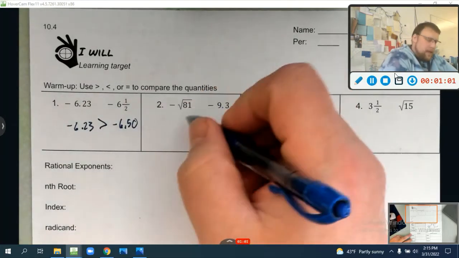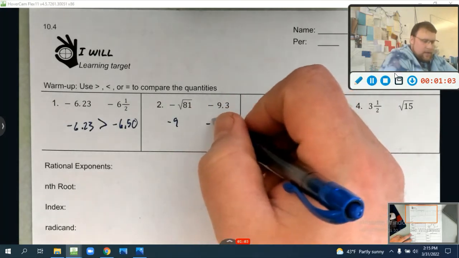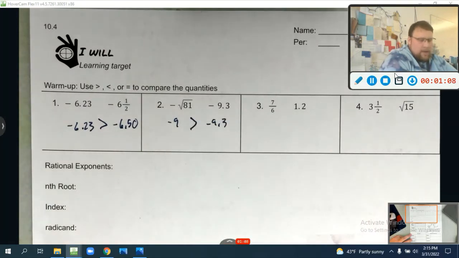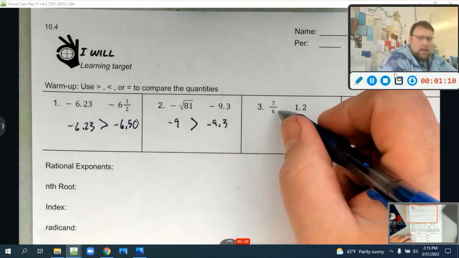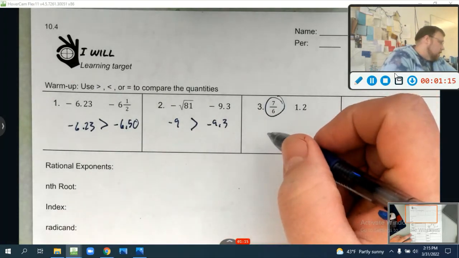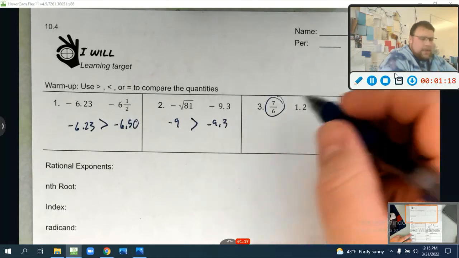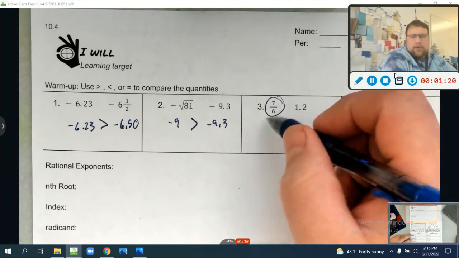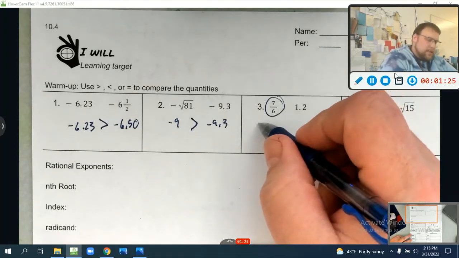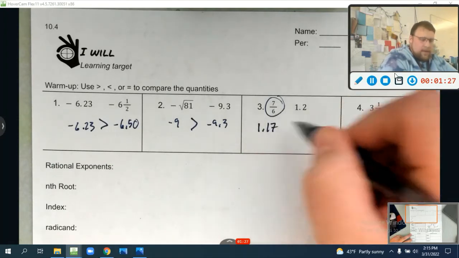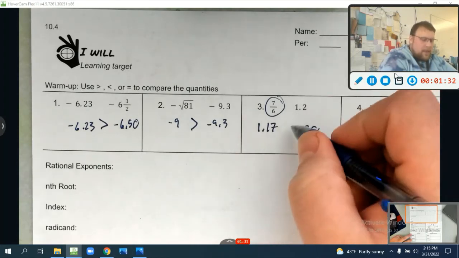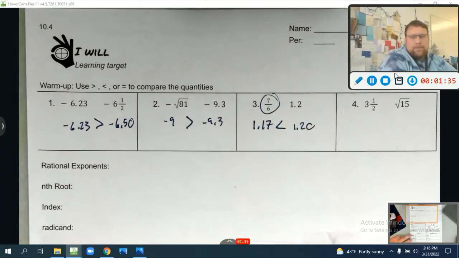Square root of 81 is 9, so this is negative 9, and then negative 9.3. Again, negative 9 is less negative, so it's going to be greater than negative 9.3. Use a calculator. When I divide this out, it's going to be approximately, what is it? I'm actually going to take this to 2 decimal places, otherwise it's a little bit deceiving because it'll round to 1.2. But really you should take it out to 2 decimal places because it's approximately 1.17. And this would be 1.20, right? So 1.17 is less than 1.20.